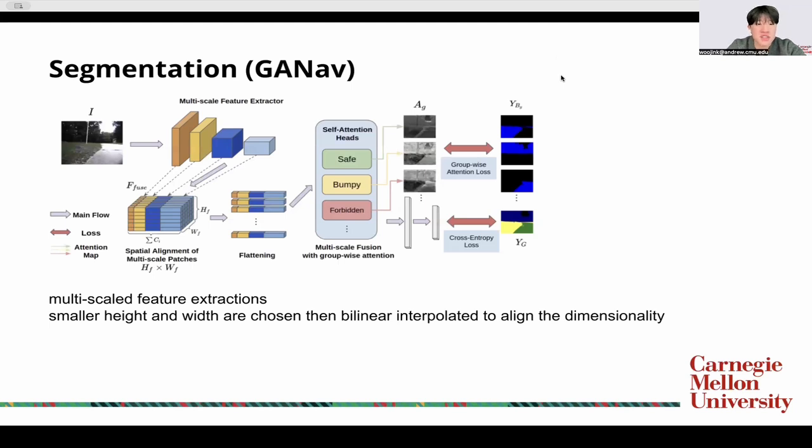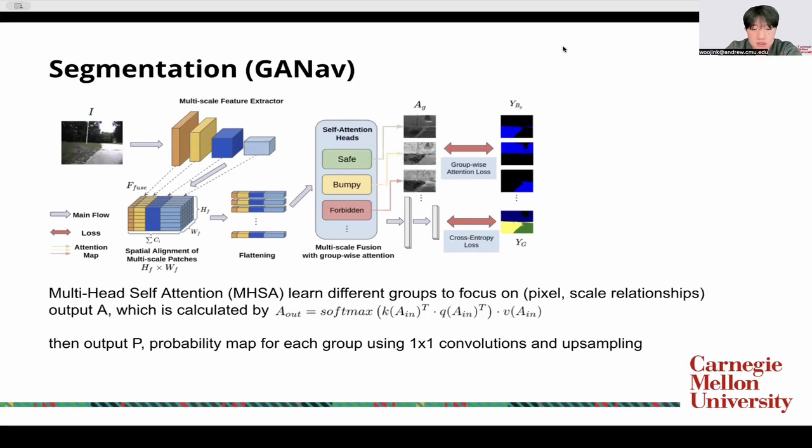At the beginning of the architecture, it uses different sizes and scales to extract multi-scale features. Since the outputs have different dimensions, the smaller one is chosen and linear interpolation is used to align their outputs. I think the most important part of this network is the multi-head self-attention part.